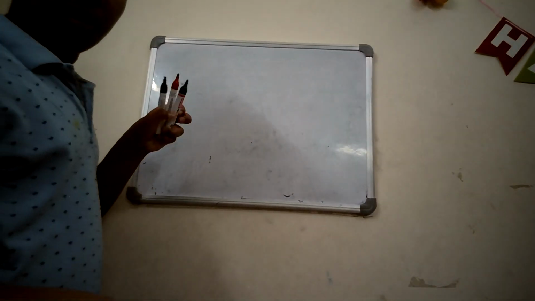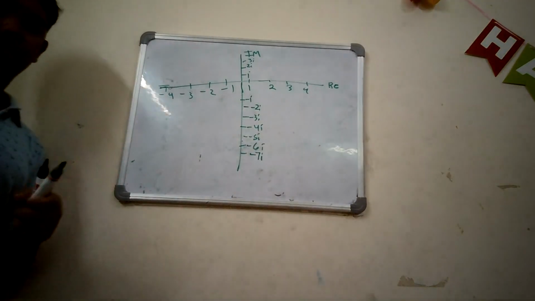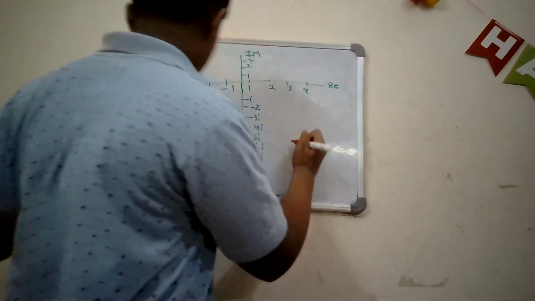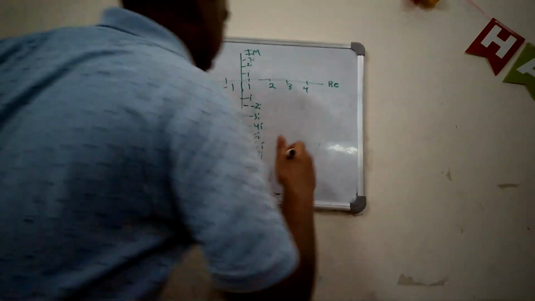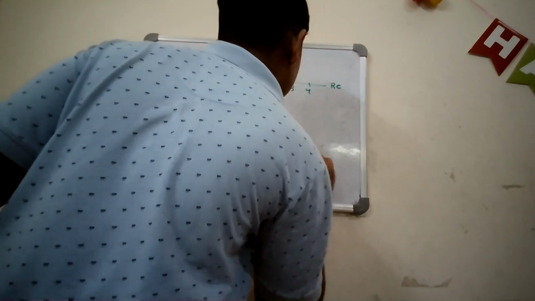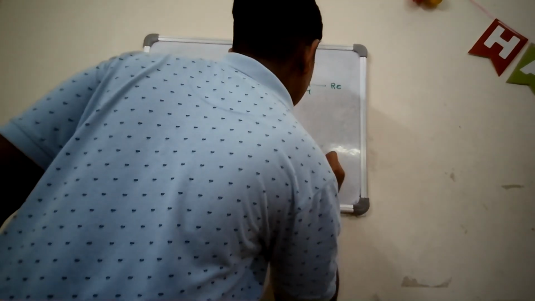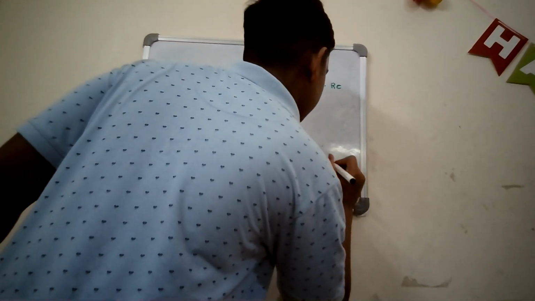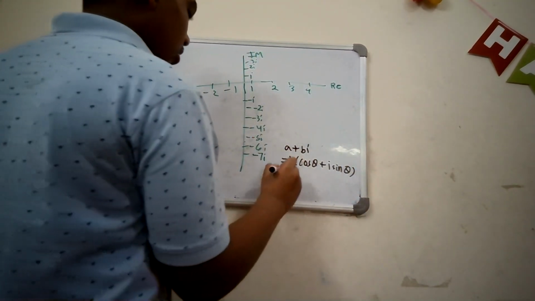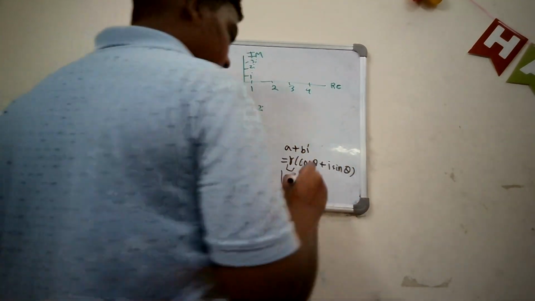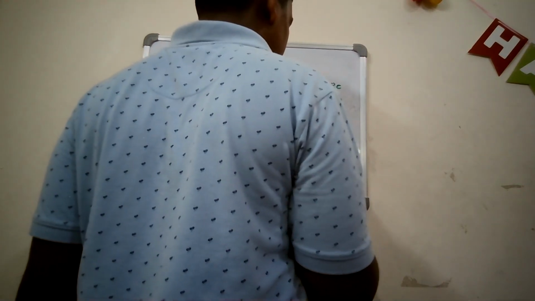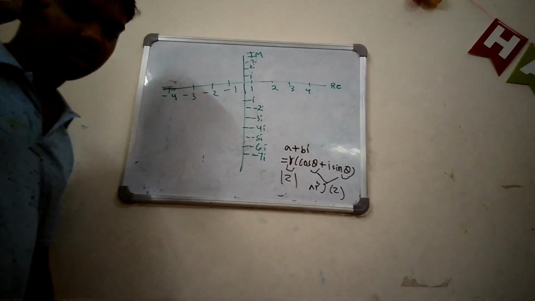Time for polar form. Okay, guys, you're ready to prove the polar form. Our goal is to prove that a plus bi is equal to r into cos theta plus i sine theta, where r is the modulus of the complex number, and theta is the argument of the complex number. Now let's get ready to prove.